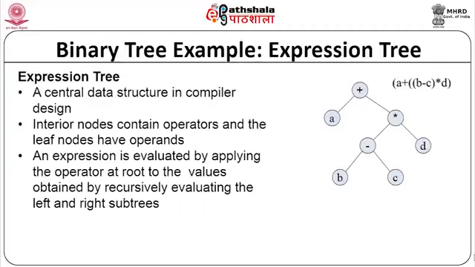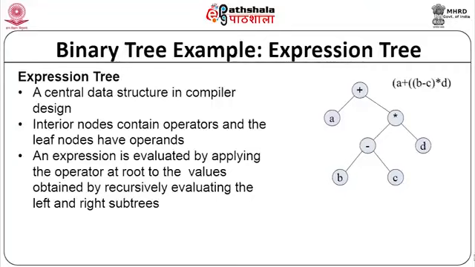So, this is a central data structure in any compiler design. Interior nodes will always contain operators, and the leaf nodes will contain the operands. This is the way the expression tree will be defined. This is an example of a binary tree. The expression tree is evaluated by applying the operator at the root to the values obtained by recursively evaluating the left and right subtrees.